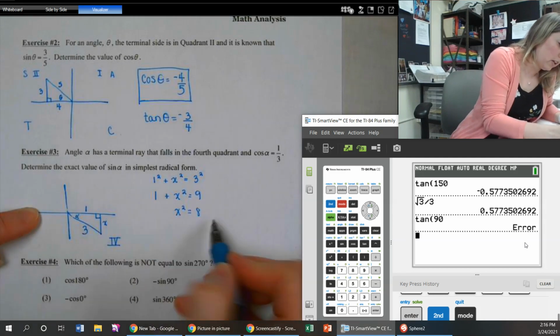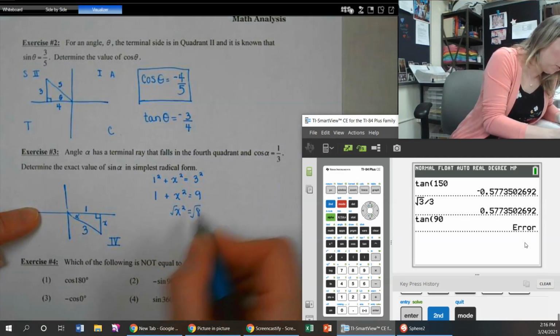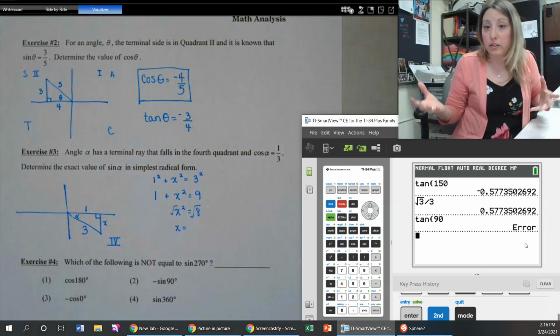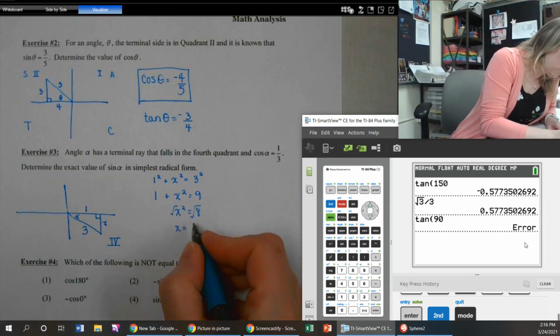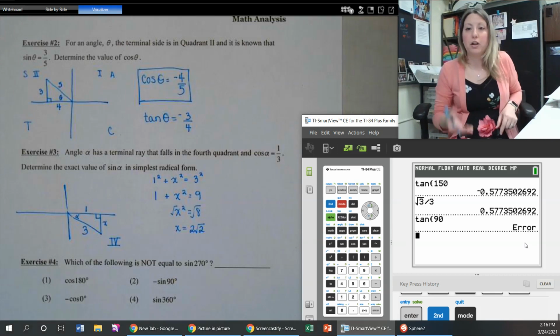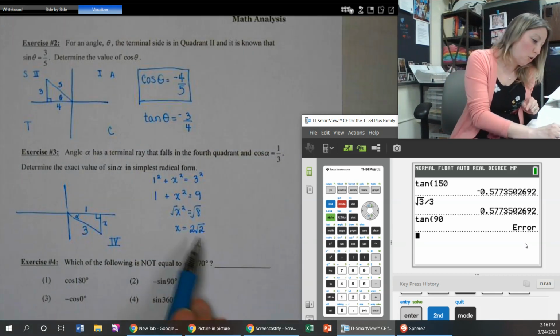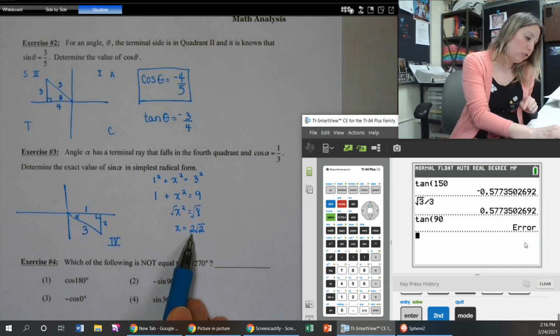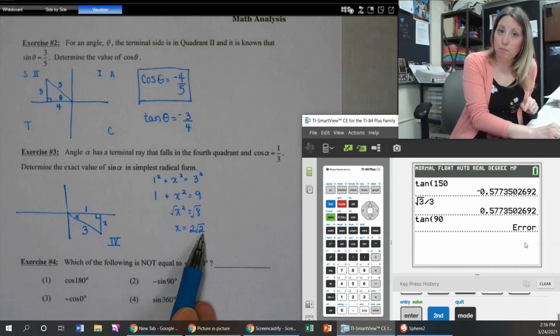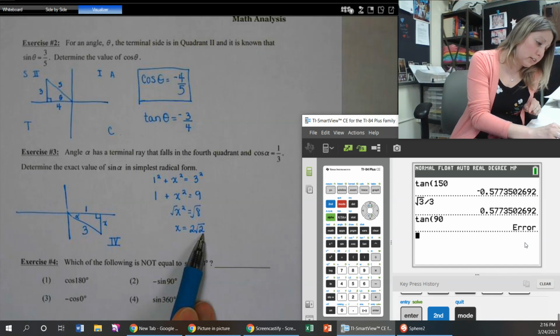Right, 9 minus 1 is 8. And then I take the square root of both sides. We can ignore the negative because it's a side length, right? And so this is 2 radical 2, because 8 is evenly divisible by 4. So the square root of 4 is 2. That's your coefficient out front. 4 divided by 2 is your leftover radical 2. So that's what x is.